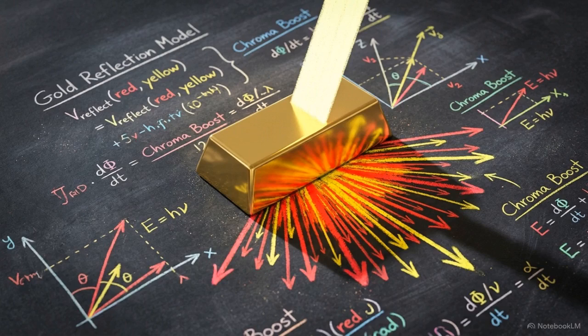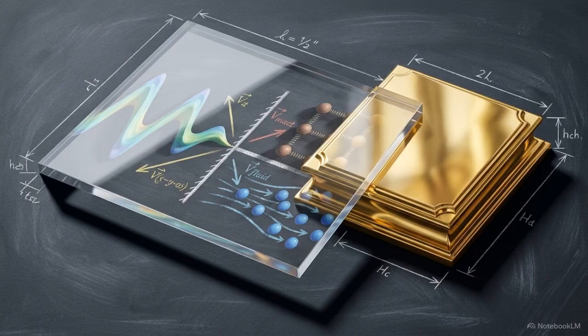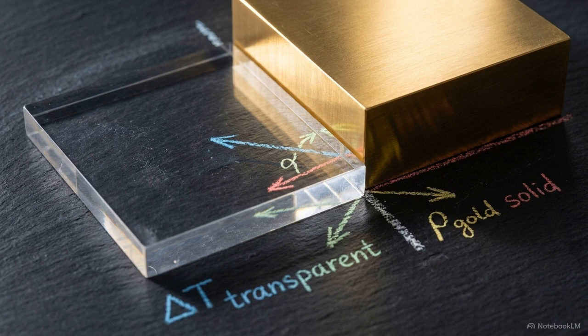This proves the core thesis. The color and reflectivity of a material is a direct map of its microscopic quantum structure. Looking through a glass window or into a gold mirror offers a direct encounter with the macroscopic signature of quantum electrons obeying the rules of motion.